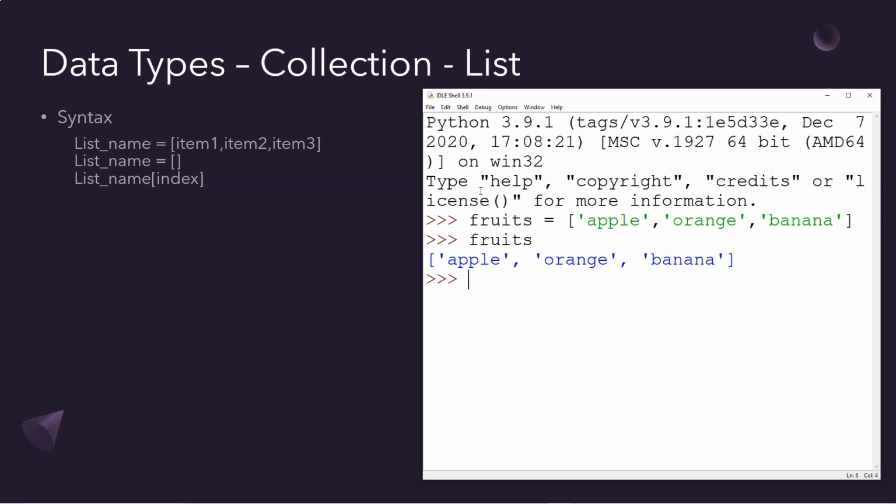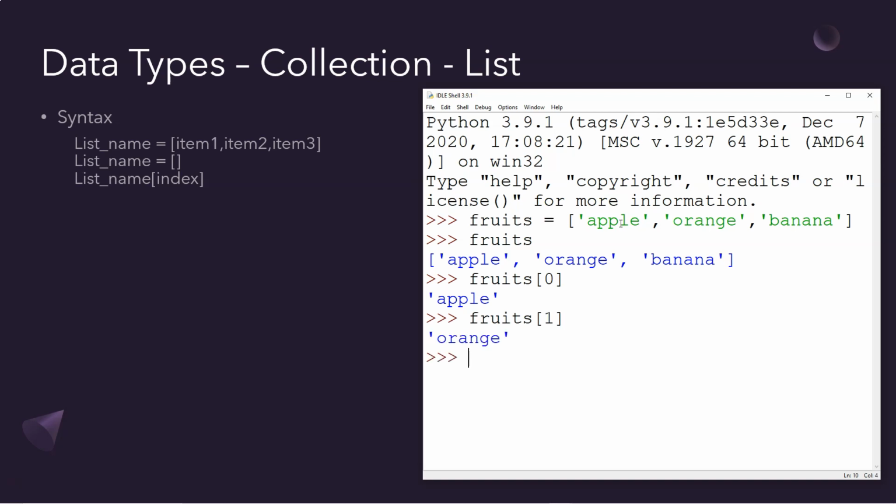If I have to pick any particular item, let's say I want to print apple, I need to pass the index. Lists are indexed from 0. Index in any kind of list starts from 0. In this case, I will put fruits[0]. It will give me apple. And in the same way, if I put fruits[1], it will be orange.